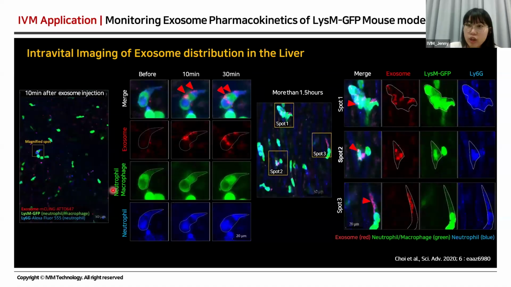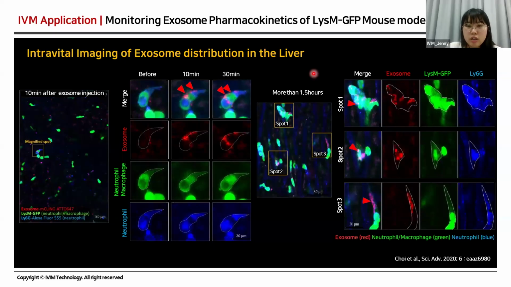If we take a much closer look at the results of each time point, you can see here at the 10-minute time point, the exosomes, which are labeled with red signal, have begun to become internalized into the neutrophils and the macrophages, which are labeled here as green and blue fluorescent signals. And at the 30-minute post-injection time point, the exosomes were almost completely internalized into the immune cells. This pattern was maintained throughout various spots, even after the 30 minutes post-injection time point.